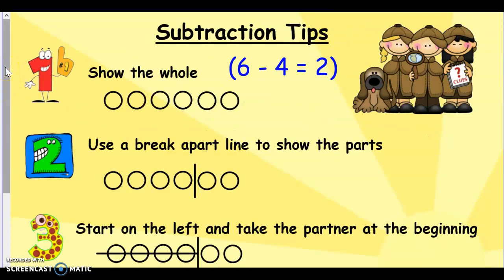So when we are working with subtraction, we want to show the whole. And by that, I mean we show all of them that we're starting with. So here we have 6 minus 4 equals 2. We want to draw all 6 of those dots. That's step number 1. Step number 2, then we use that break apart line to show the parts, just like we did before. Okay, we're going to count to 4 because that's how many we're taking away, and we're showing those parts.